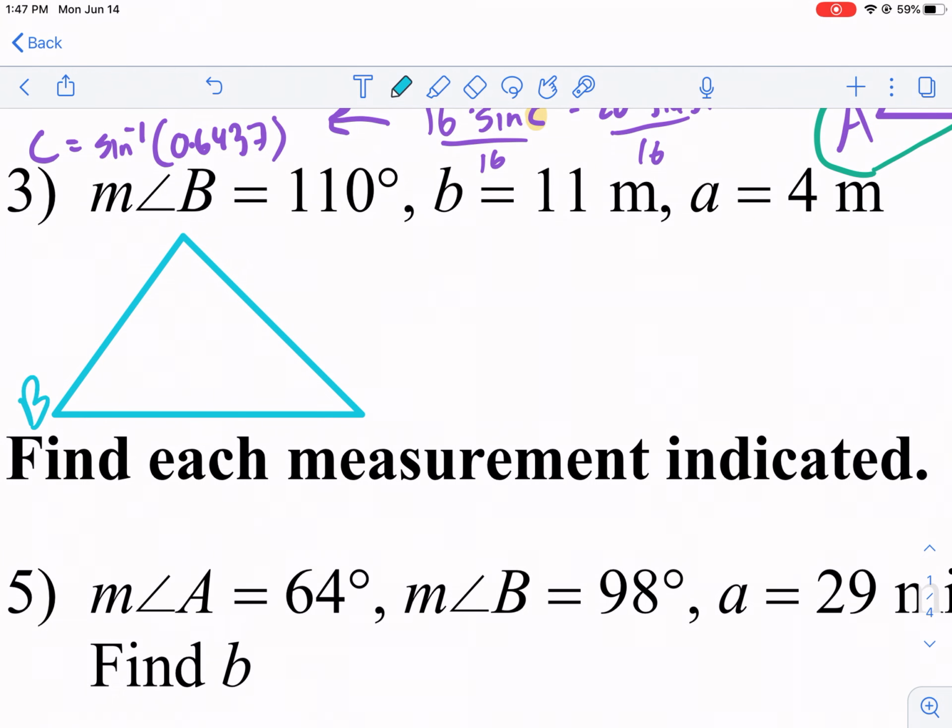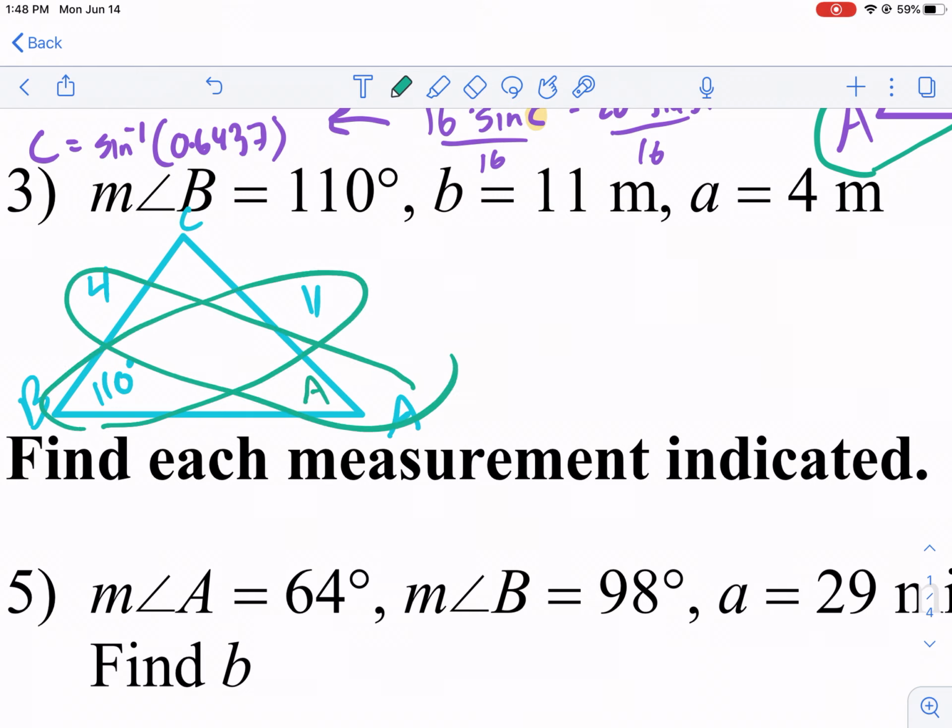We'll call this B, C, and then we'll call that A. So this is 110. This is 11, and then A is 4. Okay, so we already have a relationship. I circle here. The only one we're missing is A. So we can set up that the sine of A over 4 is equal to sine of 110 over 11. So I'm going to do sine of 110 times 4. I'm cross multiplying here. And then I'm going to divide that by 11.